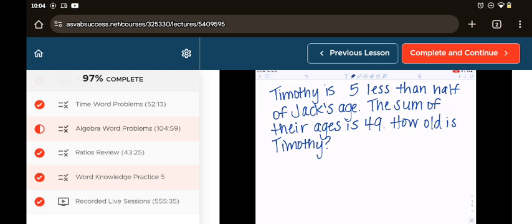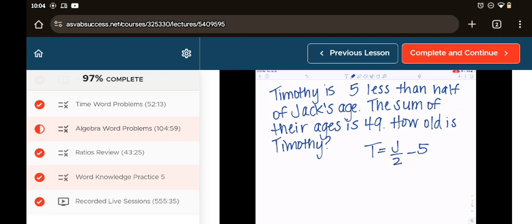5 minus Jack's age divided by 2, or minus. So remember, when we do less than, we have to do the Jack divided by 2 and then minus 5. Jack's age divided by 2 minus 5. Good. So I'm assuming it looks like this.